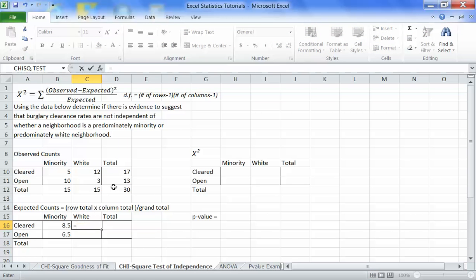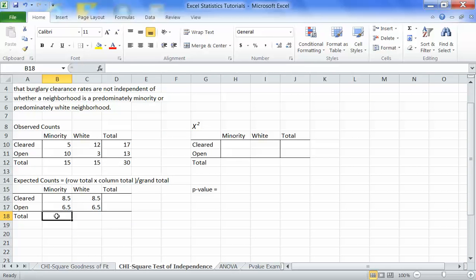And again, if you want to, instead of using the cell references, you can just type the numbers in as you see them in the table above. I'll do the next one like that just so you can see. So instead of referencing the cell, I can just say equals. Well, the row total for open is 13 times the column total for white neighborhood is 15. Divide by the grand total is 30. It's really whatever you find to be easiest to do.